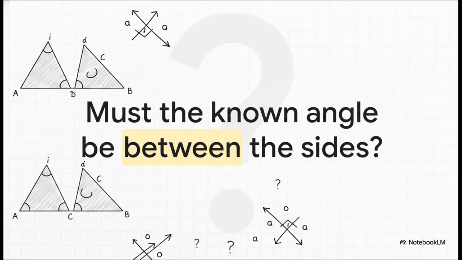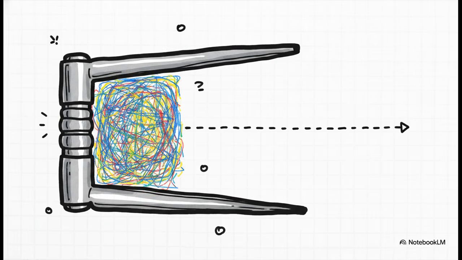Time for another pause check. We just laid out the structure for SAS. So ask yourself, does that known angle absolutely have to be between the 2 corresponding sides for this rule to guarantee congruence? Yes, 100%. It absolutely must be. It has to be the included angle because that angle acts as your crucial structural hinge. If you move that known angle somewhere else, you completely lose control of the hinge. And honestly, the entire structure just falls apart.